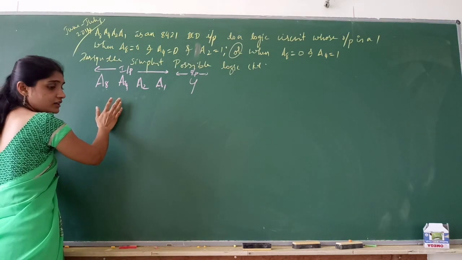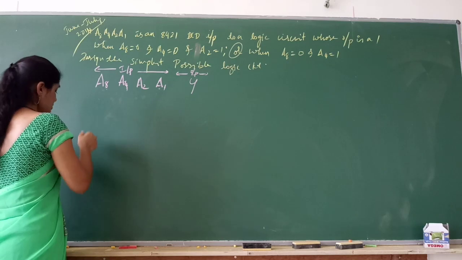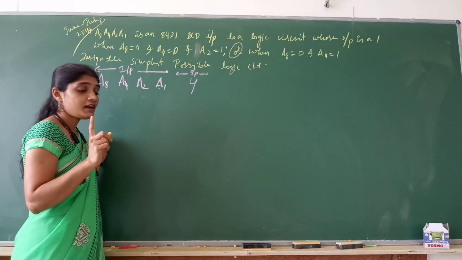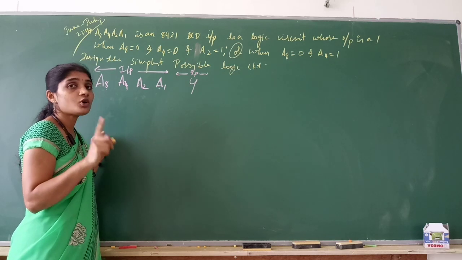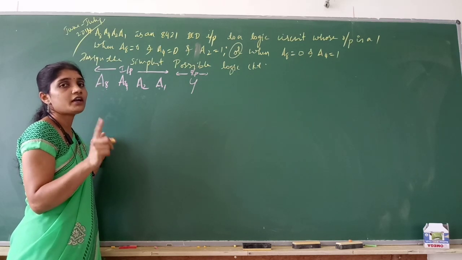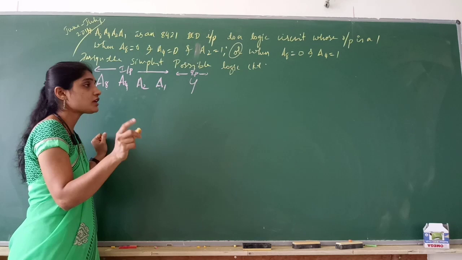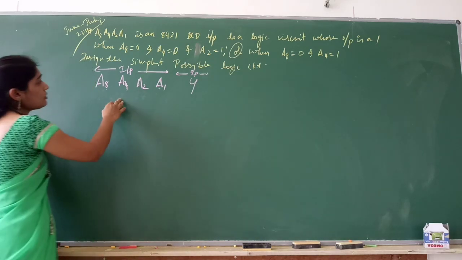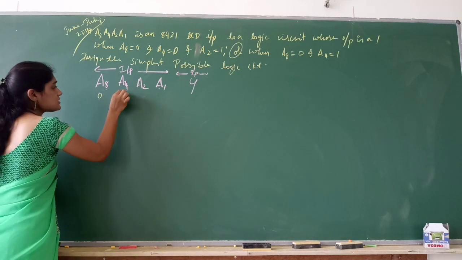So now let us write all the combinations. BCD inputs means what? We'll have the inputs only from 0 to 9. BCD, binary coded decimal numbers, is only from 0 to 9. Are you getting? That is the meaning of BCD. So now 8421 code, it is the normal way.